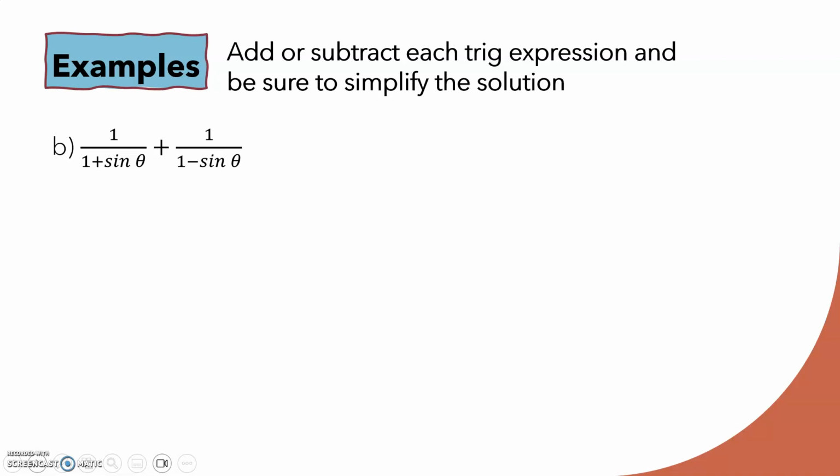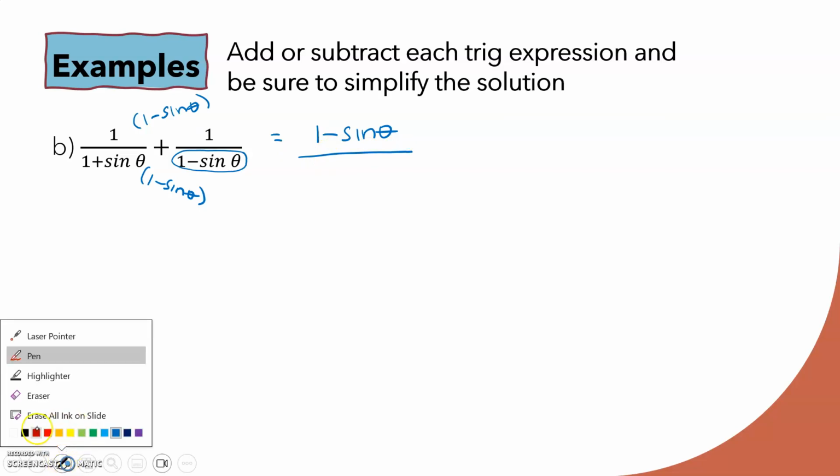Looking at my fractions here, I am going to multiply the first fraction by the denominator of the second, so times 1 minus sine of theta over 1 minus sine of theta. That gives me on top, well, I'm just multiplying by 1, so 1 minus sine of theta over 1 plus sine of theta, 1 minus sine of theta. I'm actually going to do that first.